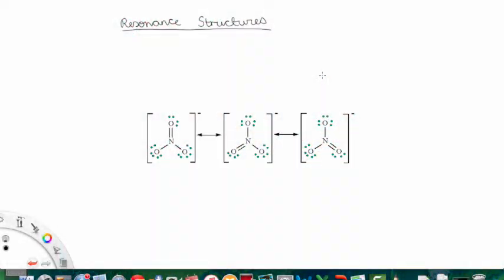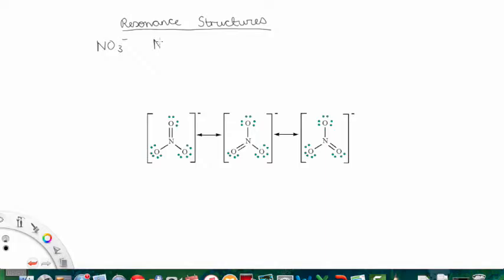Now let's talk about resonance structures. Some Lewis structures have multiple bonds in different equivalent positions. The definition of a resonance structure is basically three structures all having the same energy. In this case, let's do an example, NO3 minus. Let's draw the Lewis structure of the nitrate ion.